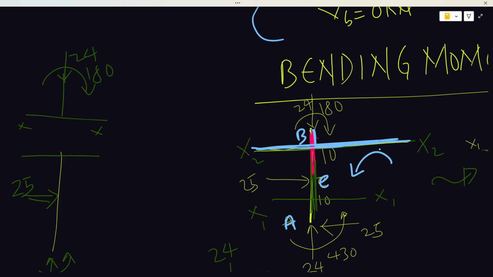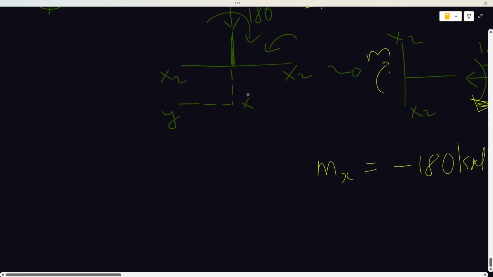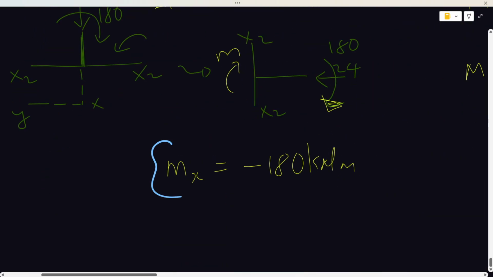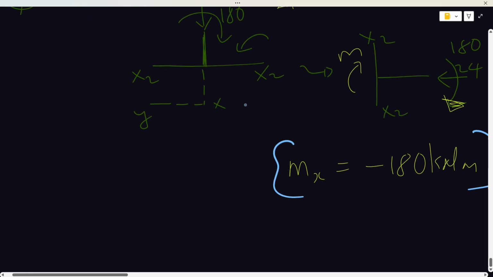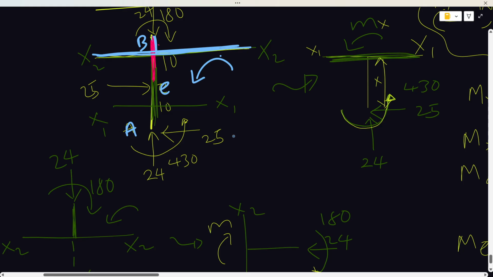So this X, think of it as something that is adjustable. I can adjust my X to any distance as long as it's between B and E. Since I cut in that region, any moment in that region satisfies this equation. So minus 180 constant.